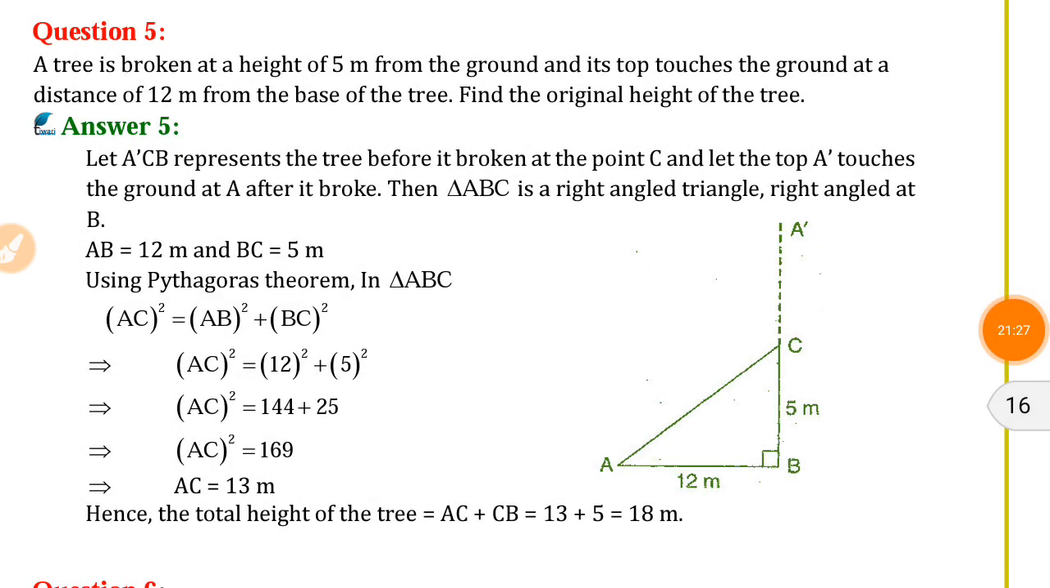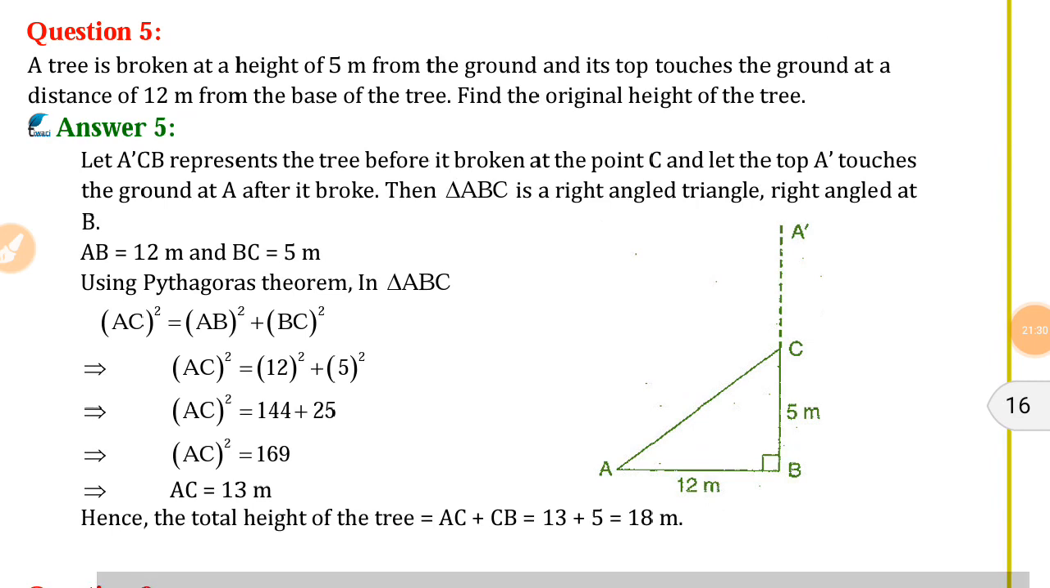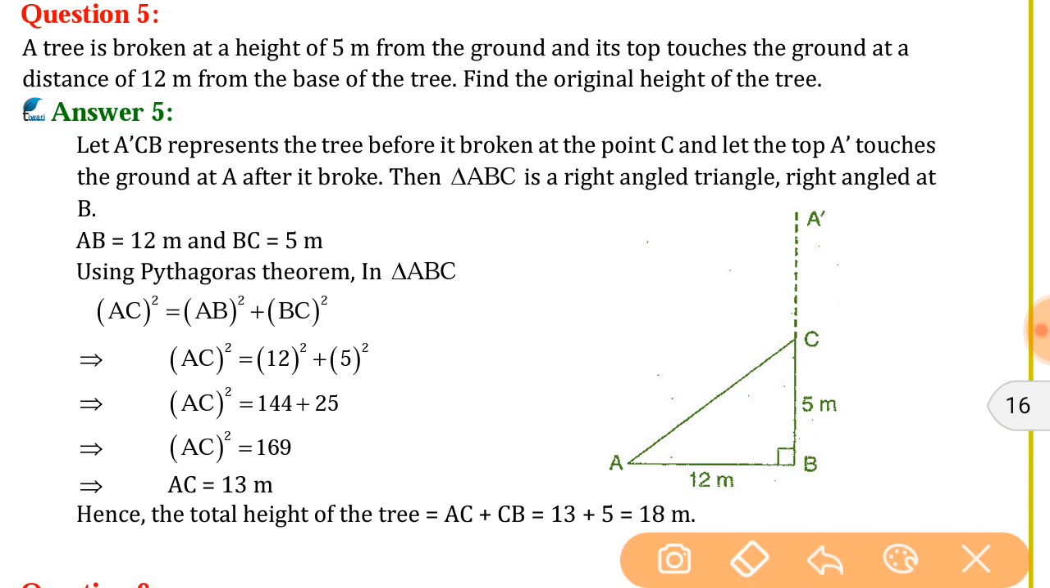Then see question number 5. A tree is broken at a height of 5 meters from the ground. See, a tree may be here. This may be the tree, but at this point it broke here and fell to the ground. Okay, then this is the broken part. Then it touches the ground at 12 meter from the base of the tree. Find the original height of the tree, meaning this height we have to find, the total height. So this kind of question may come in the 10th standard for 4 marks also.